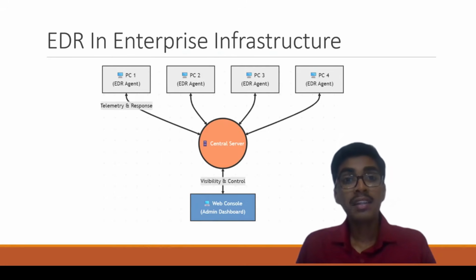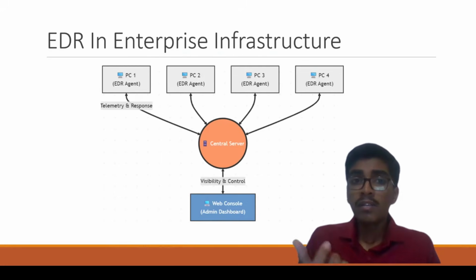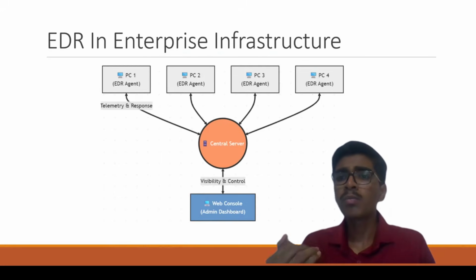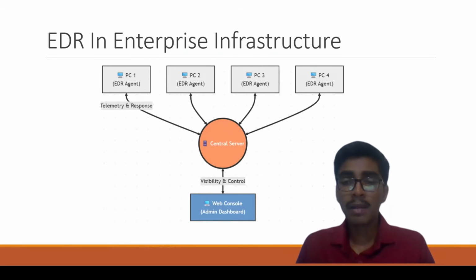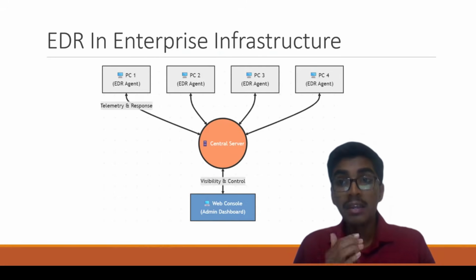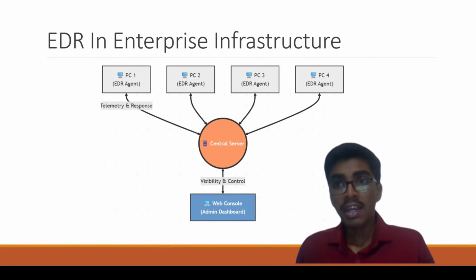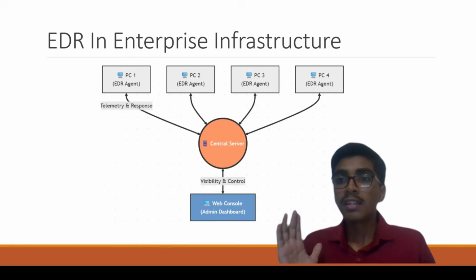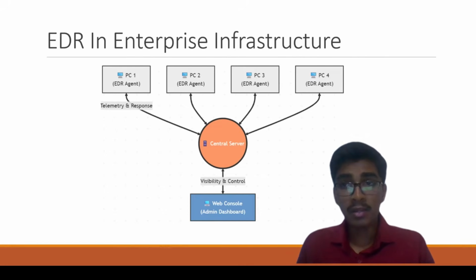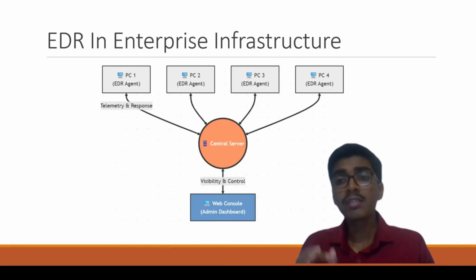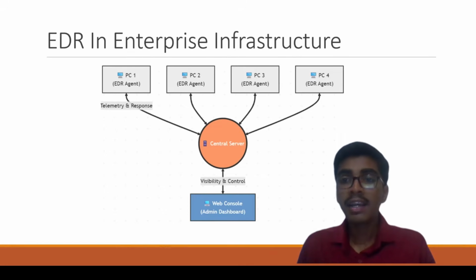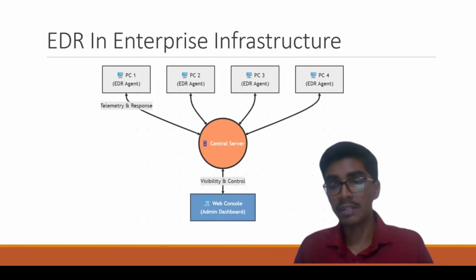If you see EDR in enterprise infrastructure, it looks like this. There are several PCs, and on each individual PC, the EDR agent, a lightweight software, is installed. Its main task is to run silently in the background and fetch all the processes and events, detect suspicious activity, log them, and send it to our central server, such that an admin who has administrative privileges for a network can see that, detect that, and do the automated response there.